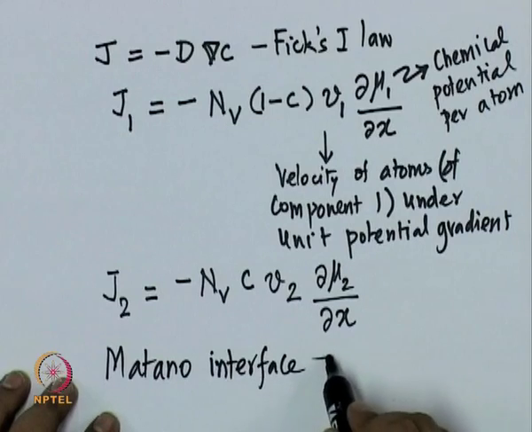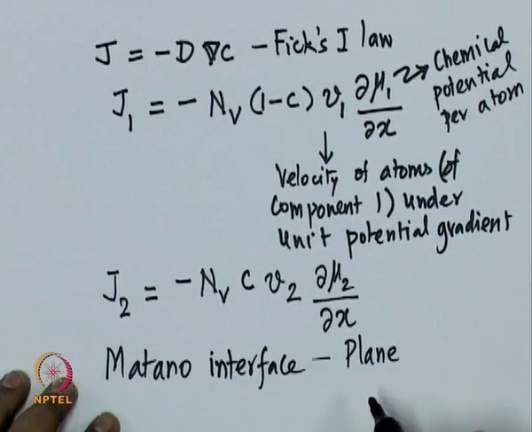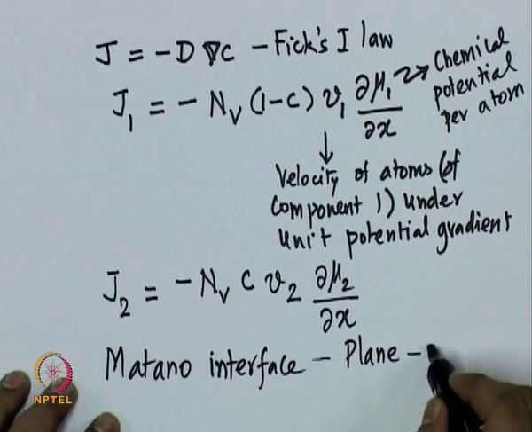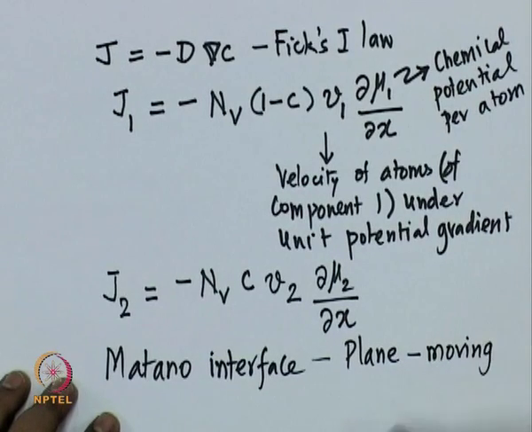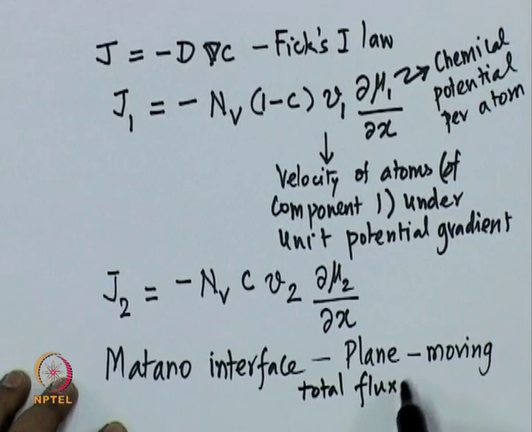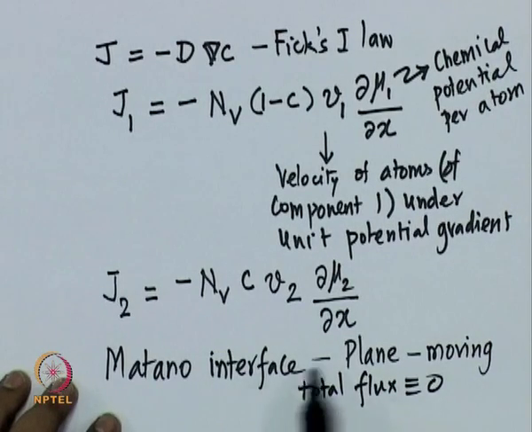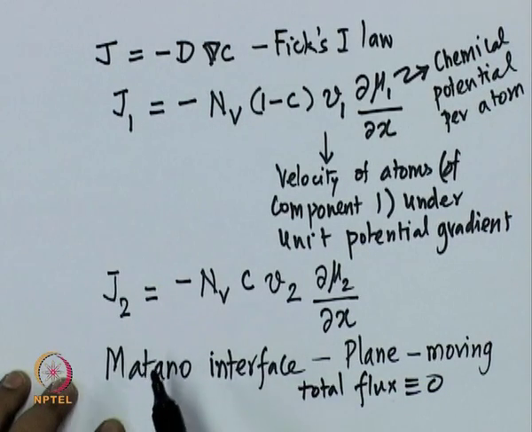So, this Matano interface is a plane, and it is a moving plane, and this plane is defined in such a way that the net flux across this plane is 0, for which the total flux is 0. So, if you can identify a moving plane with respect to which the total atomic flux is 0, such an interface is called the Matano interface. So, I want to define the fluxes with respect to such an interface.